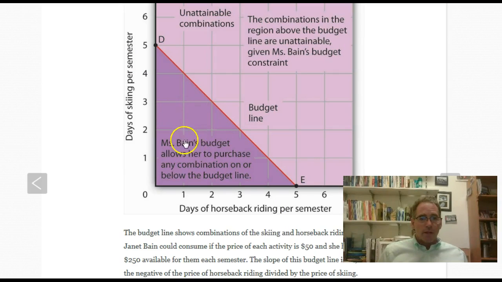Okay, so anything in here is attainable. It's kind of like the production possibilities frontier. But there's no saving in this model, so you can be somewhere on this budget line. You can't be out here. Anything out here is unattainable.